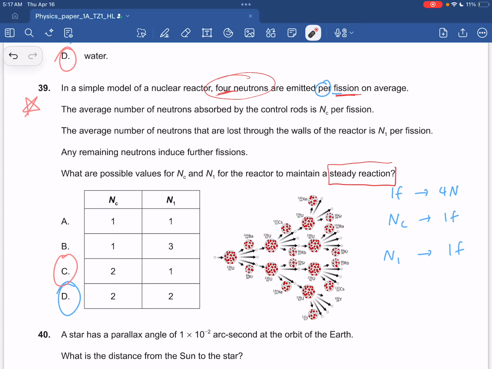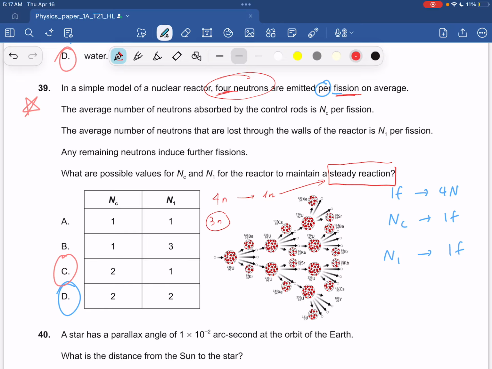So it means that from one neutron, you get another one neutron, you get another one neutron, you get another one neutron. Makes sense, right? So if 4 neutrons are released, then in the end you just have 1 neutron left, so it can keep maintaining a steady reaction. It means there will be 3 extra neutrons that we don't need. So the total number of NC and N1 should equal 3. So what could be the answer here? Yeah, that should be C, right?